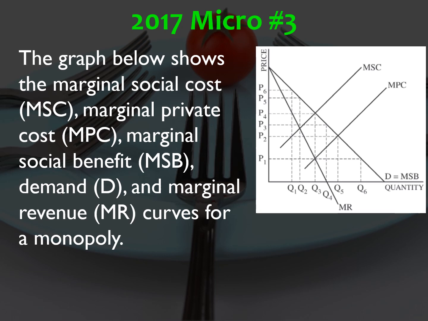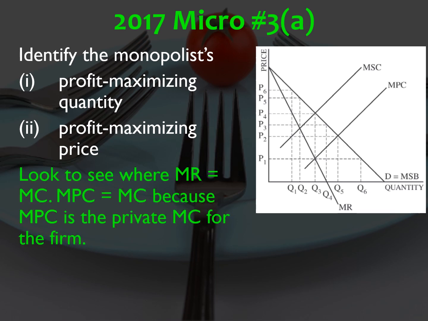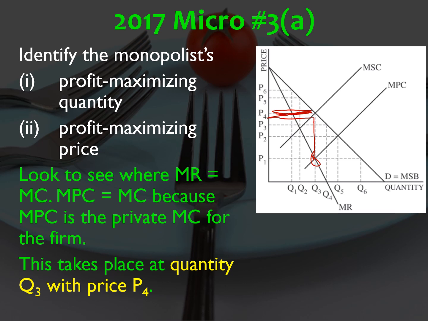Number 3, the graph below shows the marginal social cost, marginal private cost, marginal social benefit, demand, and marginal revenue curves for a monopoly. A, identify the monopolist's profit maximizing quantity and price. So you're going to look to see where MR equals MC. In this case, MC is the marginal private cost. So you're basically looking at this point right there. That's going to be where MPC intersects MR. And if you go up to the demand curve to find the price, that's at P4. So the quantity is Q3, the price is at P4. So look where MR equals MC, go up to the demand curve, go left to read the price.